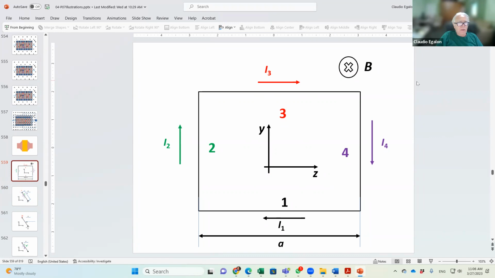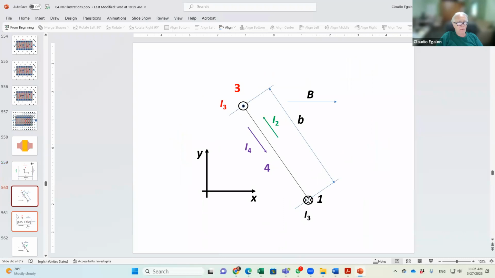The magnetic field is going to point to the right. Here's my loop. Now I'm looking at my loop from the side. I need you to study that carefully at home. It's sometimes difficult to visualize something like that because it requires a 3D type of graph.